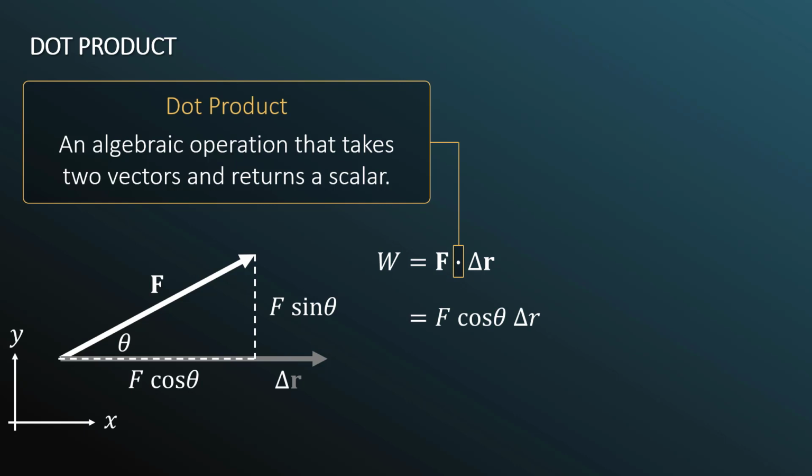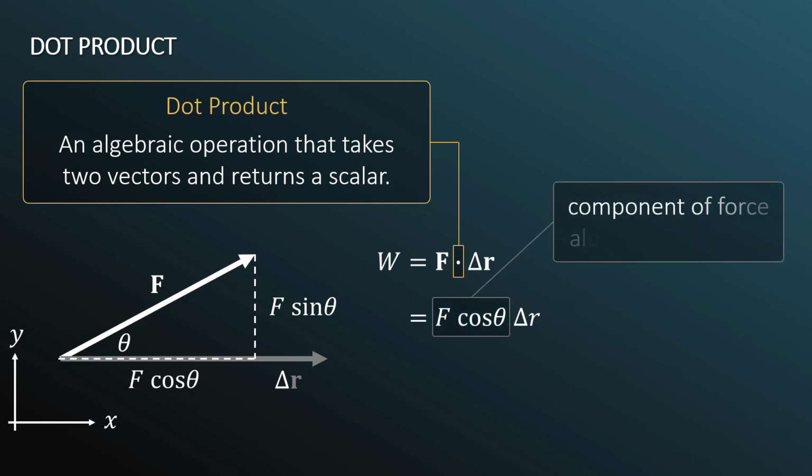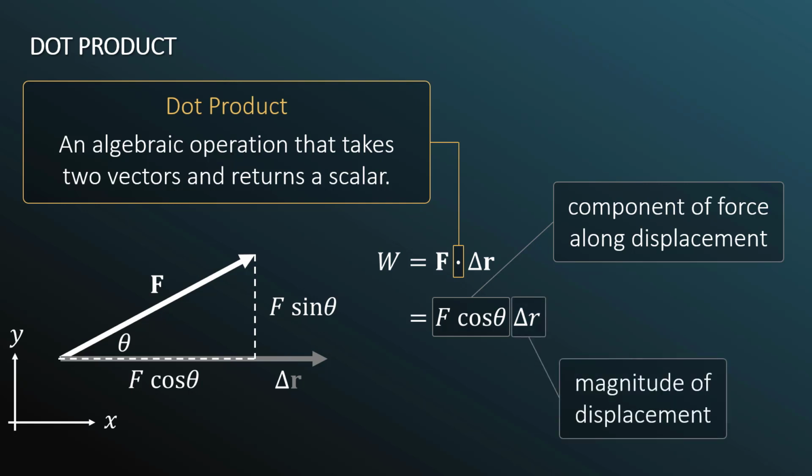The magnitude of the force multiplied by the cosine of the angle theta, where theta is the angle between the displacement and the force vector, and then that is multiplied by the magnitude of the displacement. So again, this is the component of force along the displacement, and this is the magnitude of that displacement. But cosine is a function you may not have seen before, so let's go over some of the basic ideas of it.